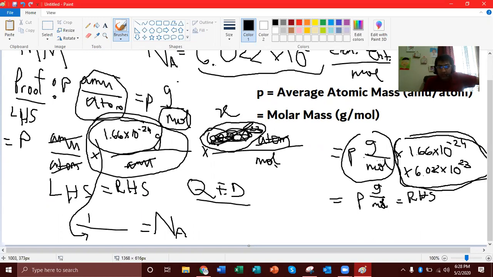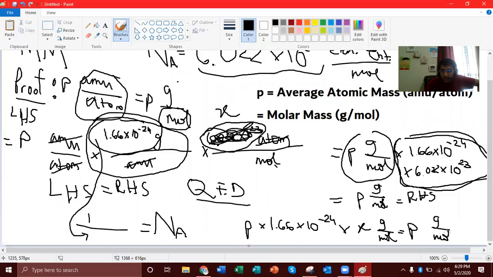So if we solve for X, essentially what would happen is we would have P times 1.66 times 10 to the negative 24 times X grams per mole equals P grams per mole, right? Because this is the right-hand side of our equation, and on the left-hand side, all the units have canceled out except for grams per mole, so I put that there. The P is still there, so I put the P there. The 1.66 times 10 to the negative 24 is there, and then the X from the X atoms per mole. So I have an X there.